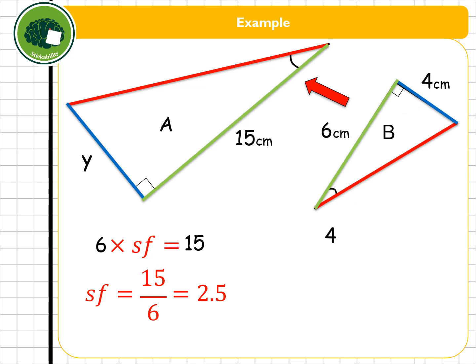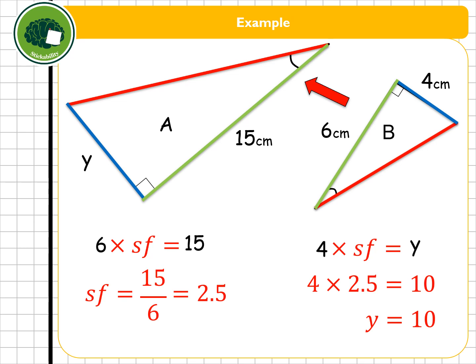Having a look, I know then that 4 times my scale factor must give me y. I therefore need to do 4 times 2.5, which is 10, which means that y must be 10.